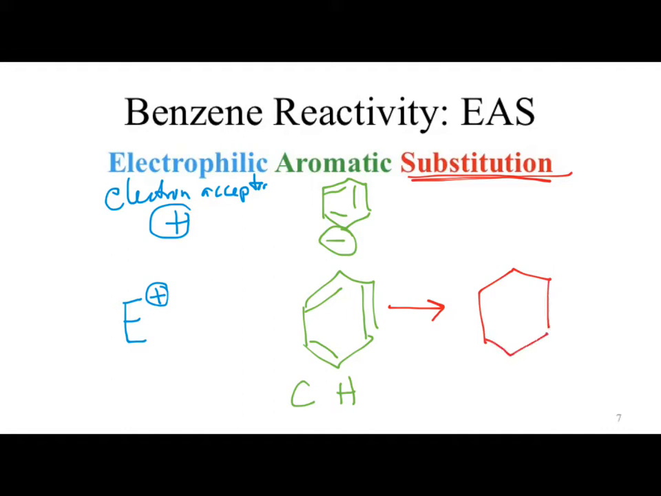So in the process of drawing out my product of this substitution reaction, I would expect that I would get my benzene ring. I don't want to change anything within that, because if I change the characteristics within it, it's no longer a substitution. I've removed those pi bonds. And I want to substitute a hydrogen for my electrophile. Okay? So it's the overall reaction for an EAS reaction.